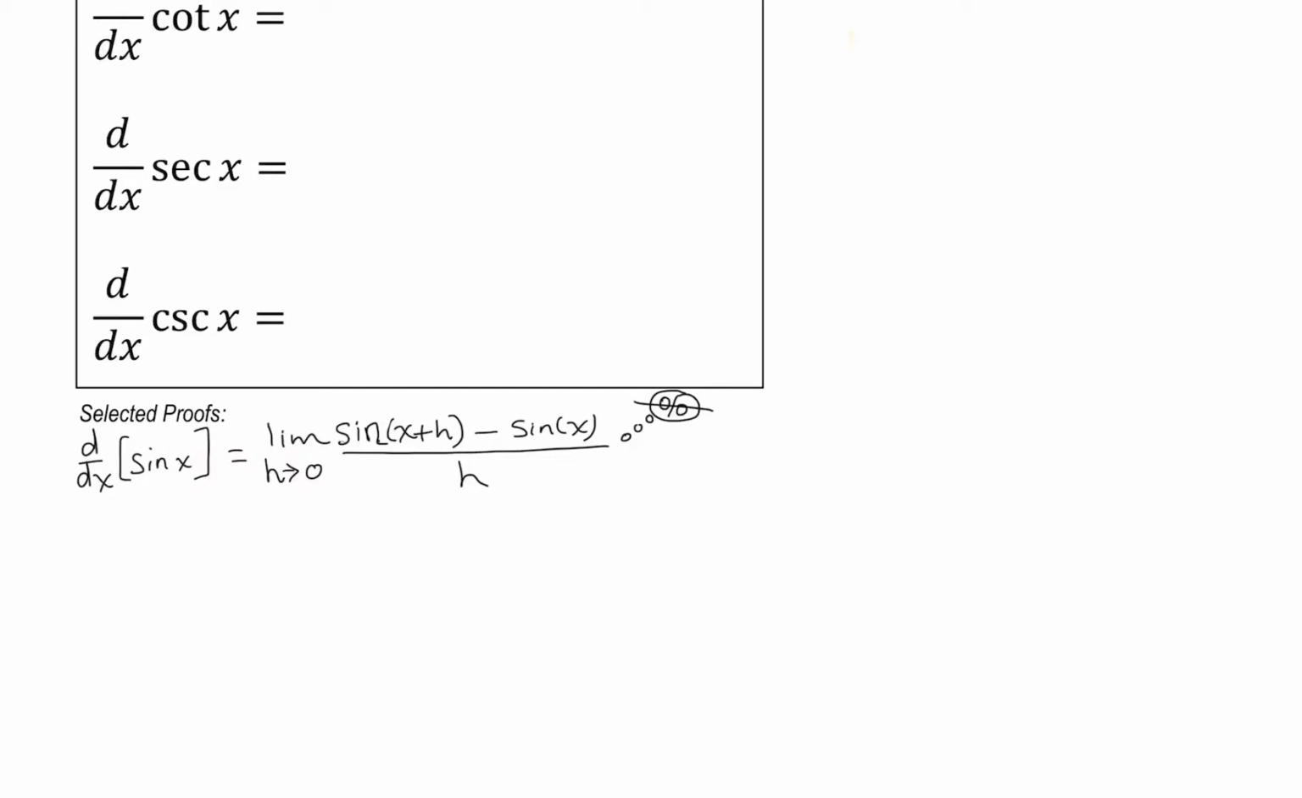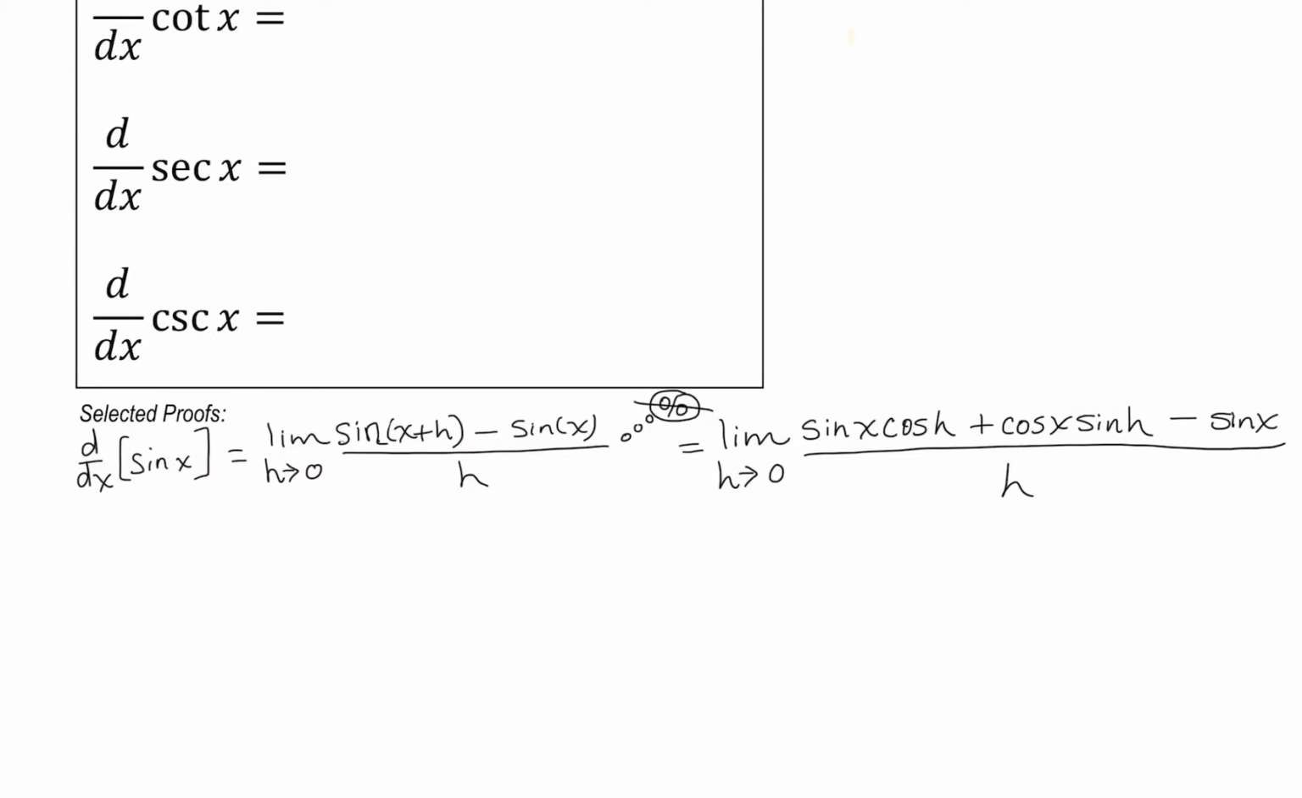So we would reference our identity sheet and ask, what could I do with sine of x plus h? And that is equal to sine of x cosine of h plus cosine of x sine of h. And then, of course, we still have our minus sine of x, and that all is divided by h.